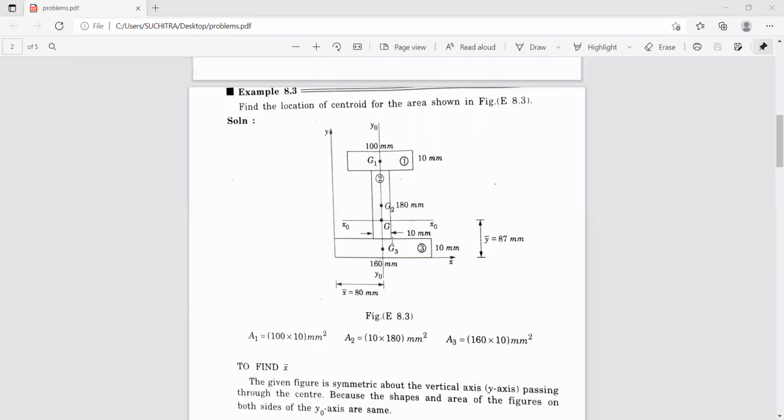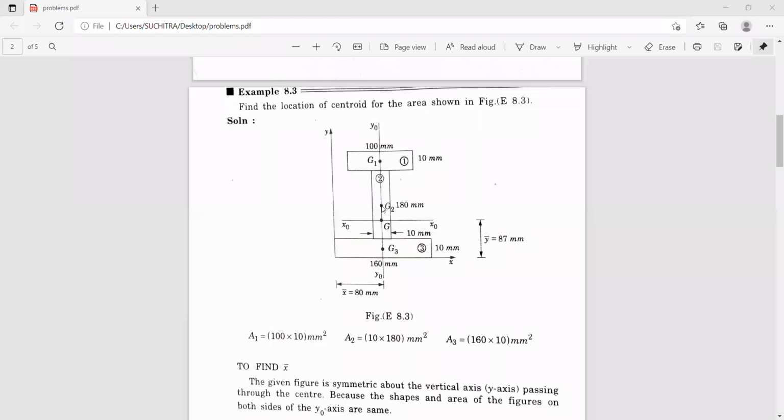So this height we have to find from the center of this figure to the x-axis, that is 10 plus 180. From this point to this point, how much is it? 10 plus 180 is 190, plus half of this, 10 divided by 2, 5 millimeters. So y1 is 10 plus 180 plus half of this, that is 195 millimeters. So y1 is from this point to the x-axis: 5 plus 180 plus 10, so it works out to be 195 millimeters.